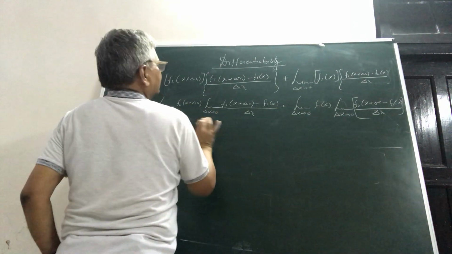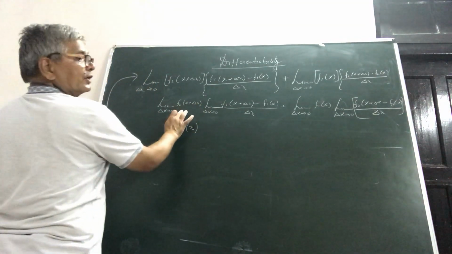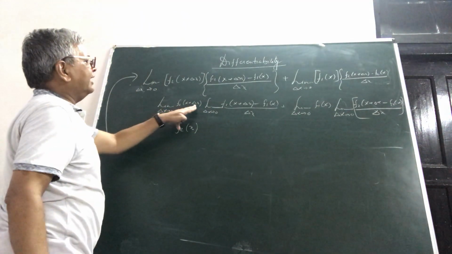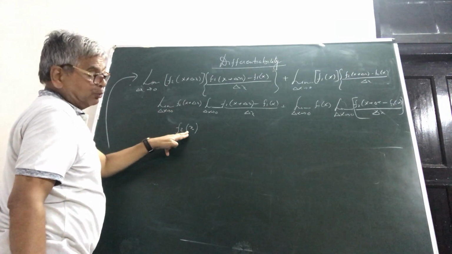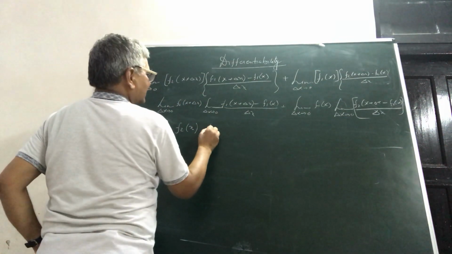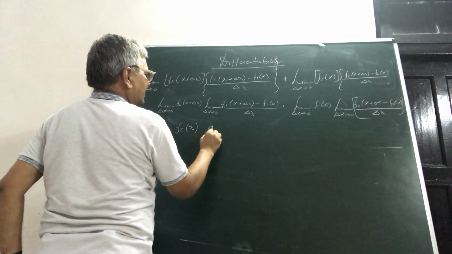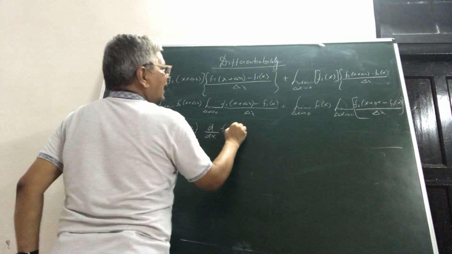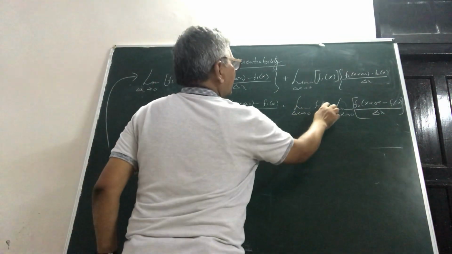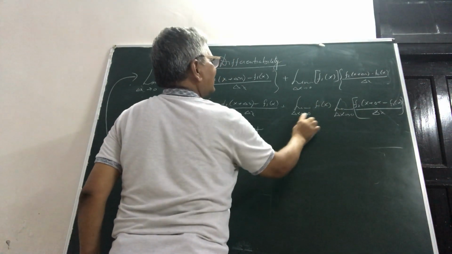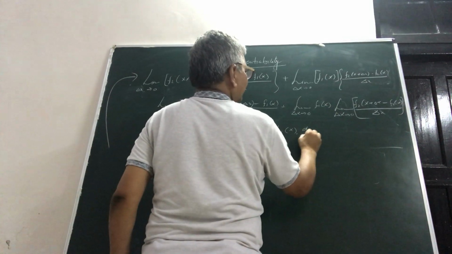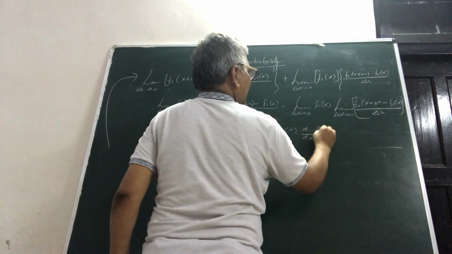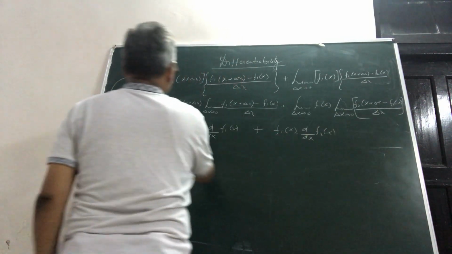And here, because it is continuous, f2(x + Δx) will be f2(x) only. And this is the derivative, d by dx of f1(x). And likewise here, this is f1(x), Δx tends to 0, f1(x) you write as the first function, and this is the derivative of the second function, f2(x). This is how you will be getting it.